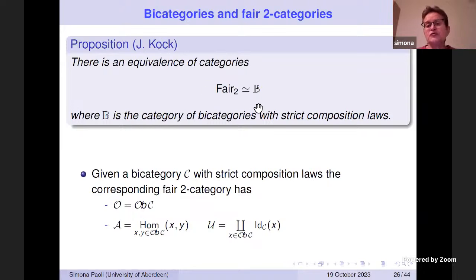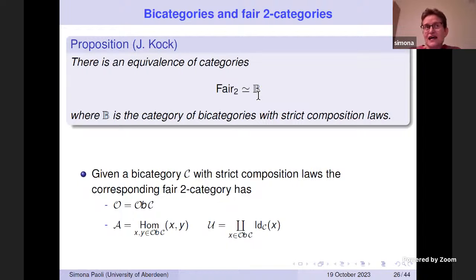What Kock proved is that this fair two category is equivalent to the category of bicategories with strict composition law. Well, the fact that you have strict composition law is not really surprising, right? Because all the Segal maps in the structure are isomorphisms. So where do you see the weakness? This is not saying that these are strict two categories, but bicategories. Well, the weakness is in what is left.